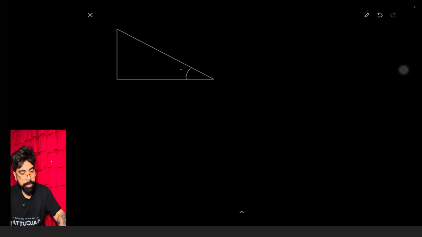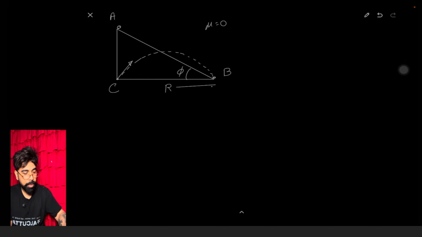The problem says that there is an inclined plane of inclination phi, and a particle is released from point A and reaches point B. There is no friction here, so mu equals 0. And from the apex point C, a projectile is projected with a certain velocity such that the projectile also reaches point B. It is given that the length CB is equal to R and the length AC is equal to H.